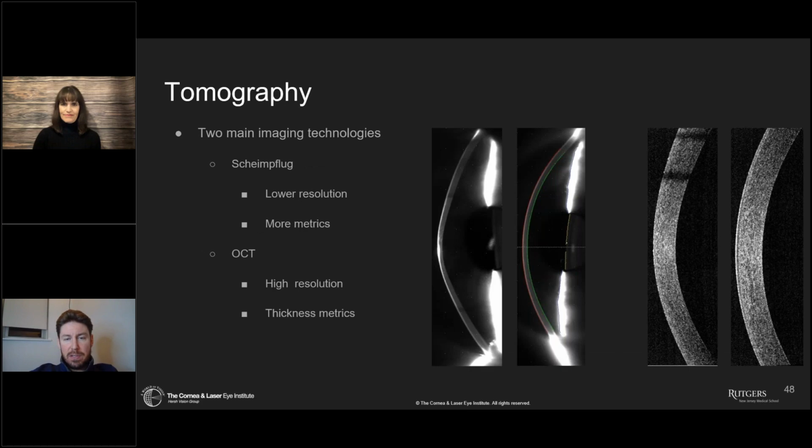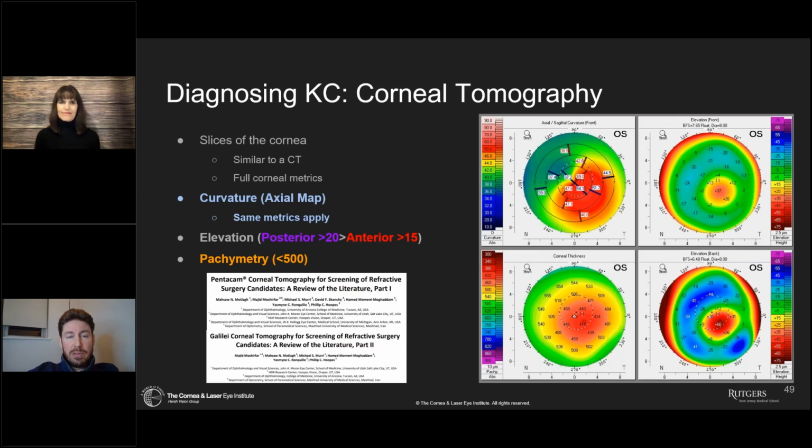So when we look at the differences, Scheimpflug is going to give you a lower resolution image, but much more metrics and a wider scan image. But OCT can offer a higher resolution image that can give you individual layer analysis. And we're going to talk about epithelial mapping in a moment. So when we look at corneal tomography specifically, on that upper right image, that is the curvature map that's derived from the tomography. So all the same metrics would apply to that curvature map on the anterior cornea as we just talked about in corneal topography.